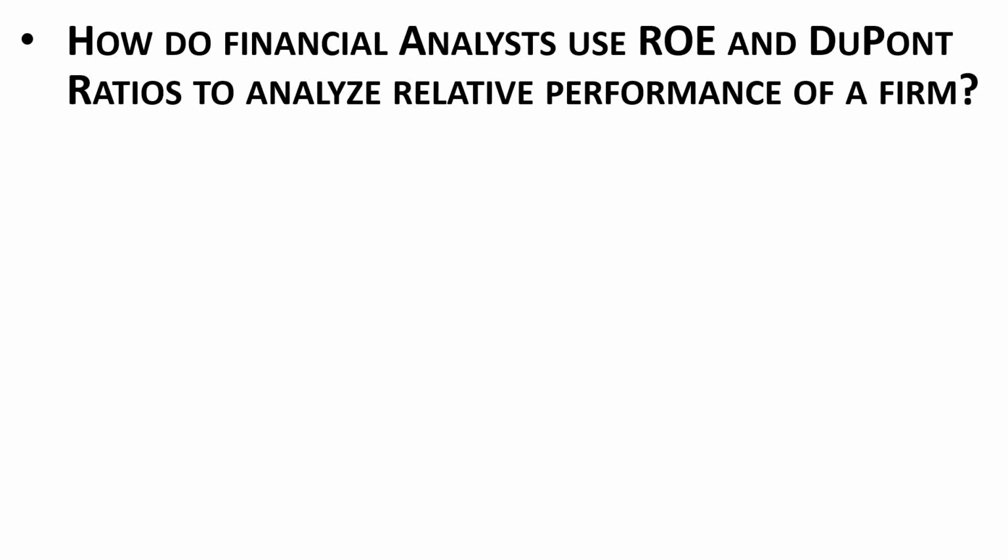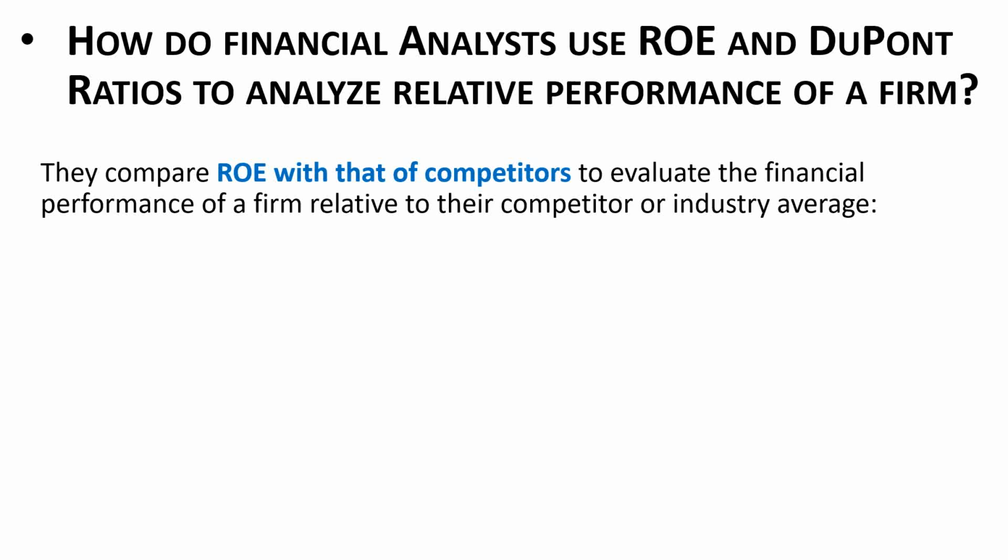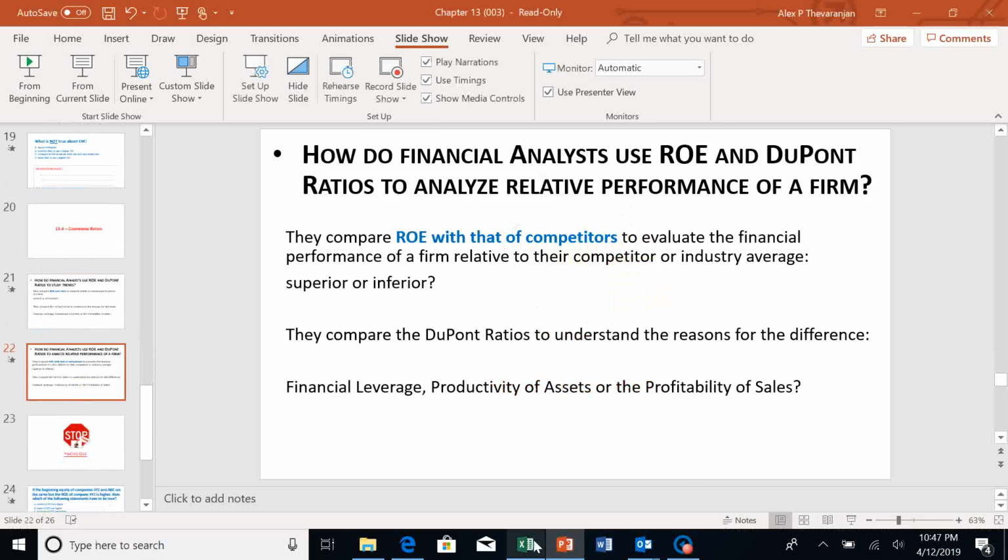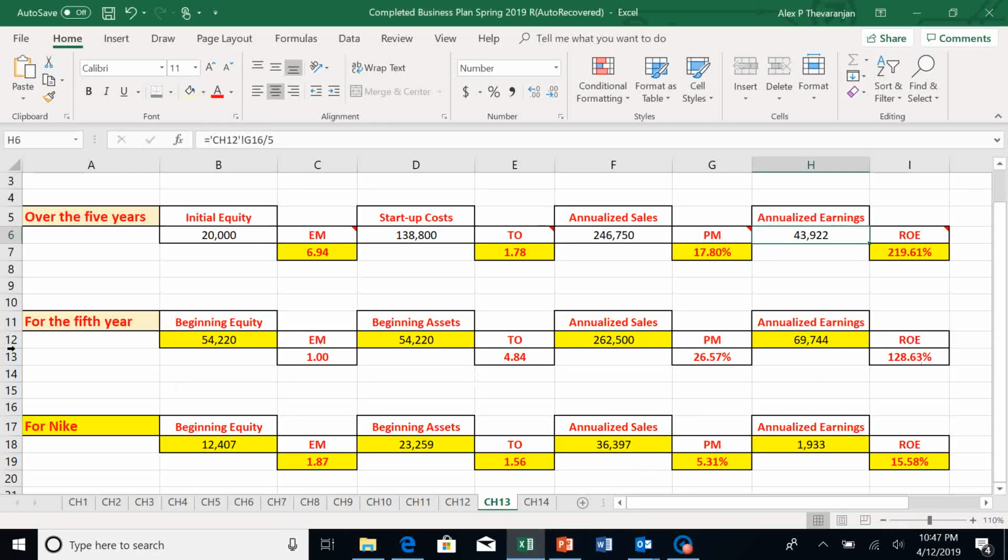So how do financial analysts use ROE and DuPont ratios to analyze relative performance of a firm? They compare ROE with that of competitors to evaluate the financial performance of a firm relative to their competitor or industry average, right? So for example, here in chapter 13, we compare our performance to the last year of Nike. So their ROE is 15.58%. So that's kind of an average ROE. So this is average and ours is high, and so compared to somebody else in the industry, we are doing a lot better. And then the analyst would want to know, well, what explains it?